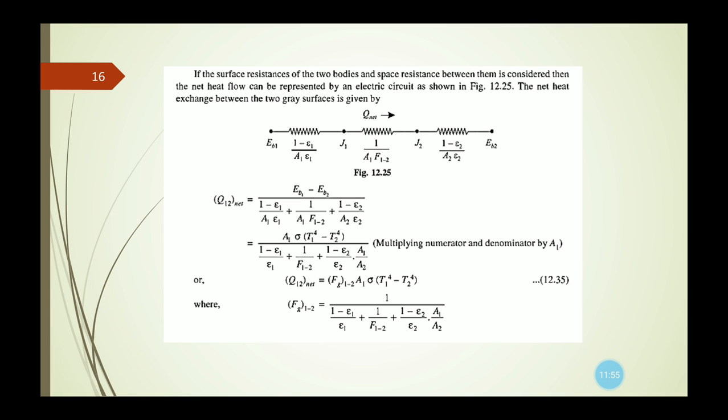Now if the surface resistances of the two bodies and the space resistance between them are considered, then the net heat flow can be represented by an electric circuit, which can be seen in figure number 12.25. Here we have considered the surface resistances for the two bodies and the space resistance in between them. So the net heat exchange between these two gray surfaces can be written as Q12 equals EB1 minus EB2, which is the emissive power of perfect black body 1 and 2, that is EB1 and EB2.